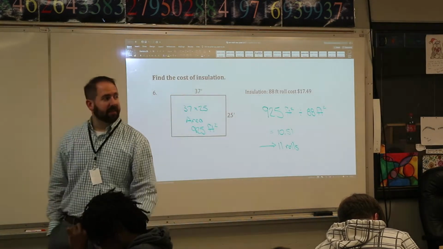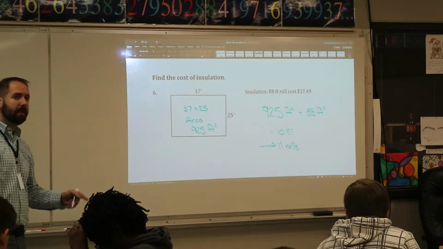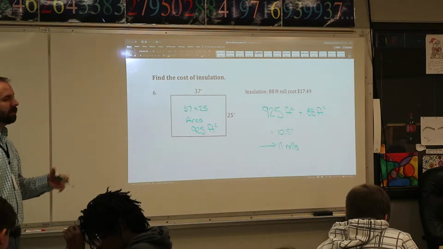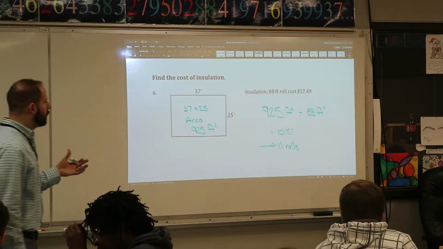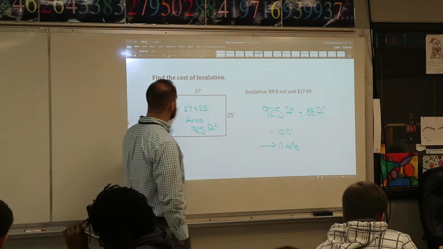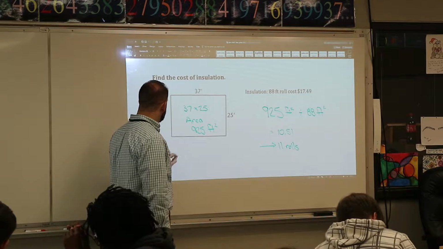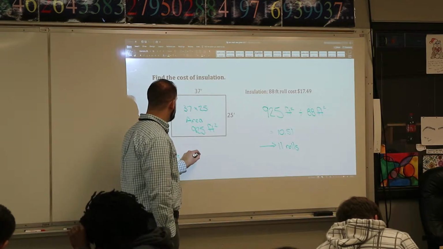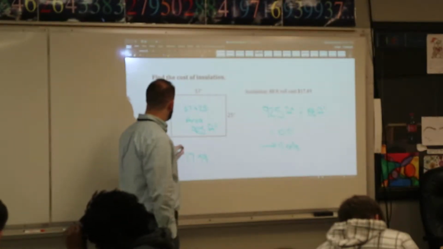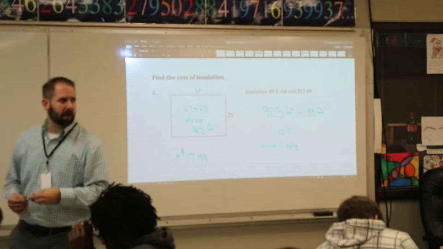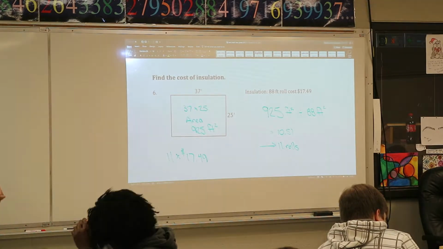So that means if each roll costs almost $17.50, you have to take that times 11. Because you're buying 11 rolls to cover. The rolls are going to cover the whole attic. So 11 times the 17.49. 192 and 192. Say again? 192 and 192. Yeah, 192. That's about right. It should have been about the same as the last one.